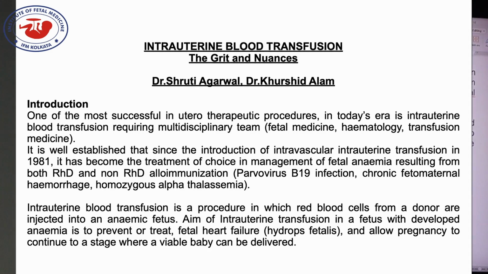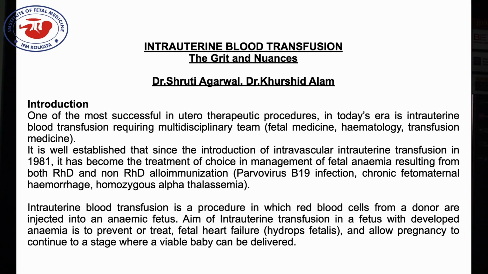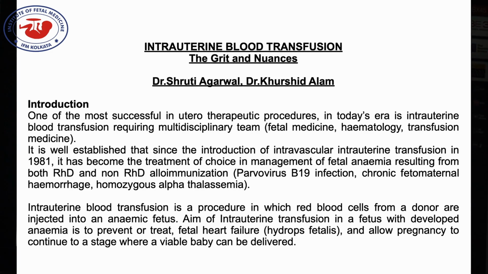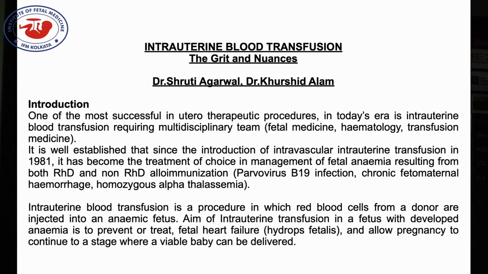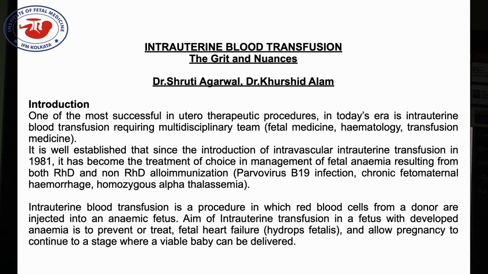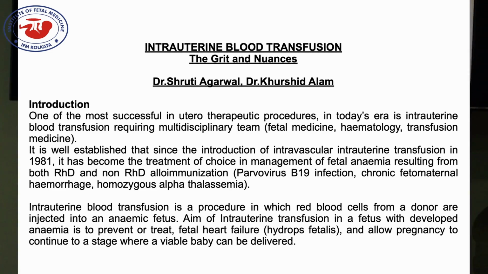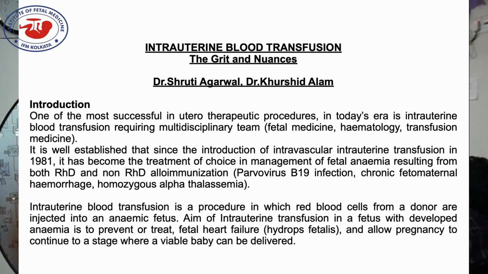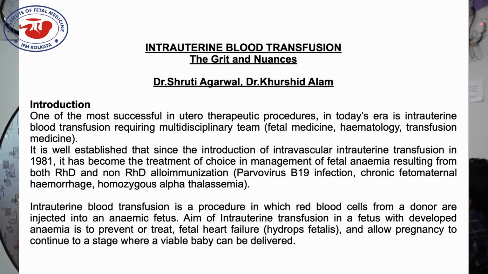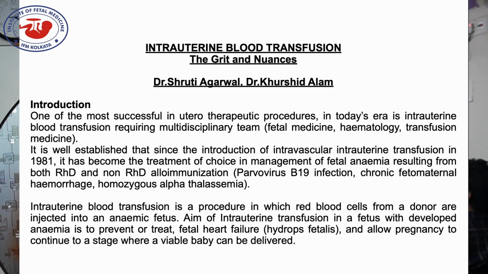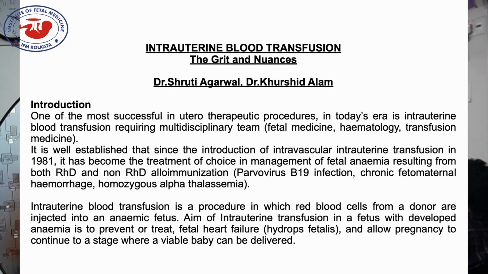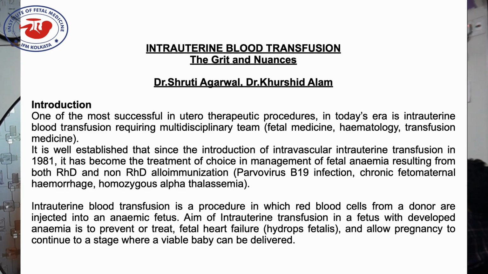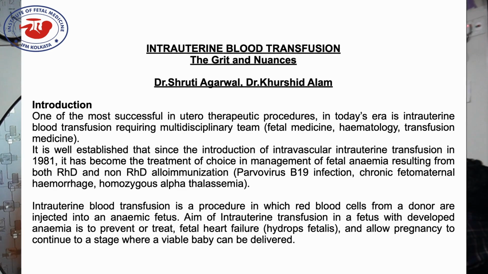The aim of intrauterine transfusion in the fetus is to prevent or treat fetal heart failure, which manifests in fetal life in the form of hydrops, and allow the pregnancy to continue to a stage where a viable baby may be delivered. Okay. Now, I have highlighted here, it is the treatment of choice in management of fetal anemia resulting from both RHD and non-RHD alloimmunization, like parvo, chronic fetomaternal hemorrhage, homozygous alpha thalassemia. Okay, so not only are we dealing with RHD, but non-RHD alloimmunization also, like these three conditions.